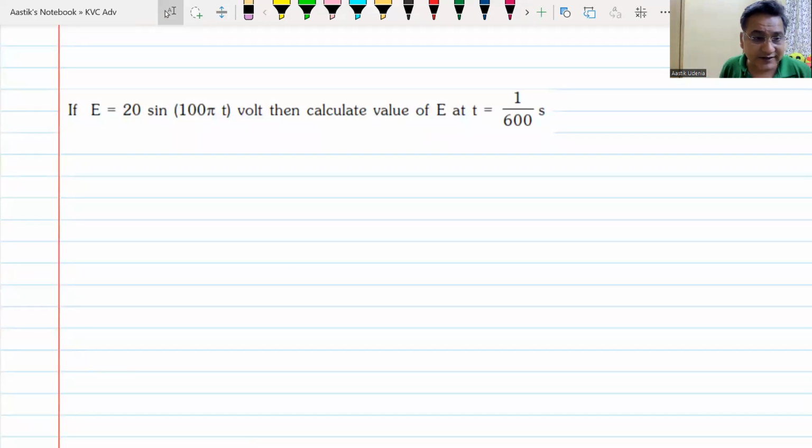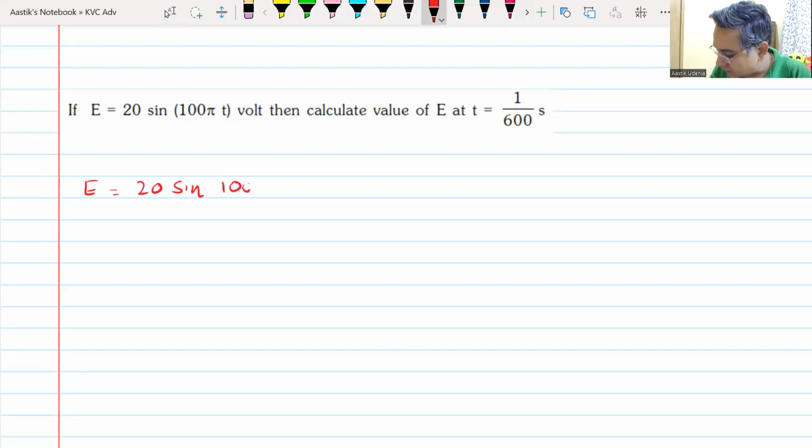If E is given by this, E, sometimes instead of V as voltage, they write E as voltage. If E is given as 20 sine 100 pi t, then find the value of E at t is equal to 1 by 600 seconds. I'll give you a minute to solve this. You just have to put E equal to 20 sine 100 pi multiplied by 1 by 600.